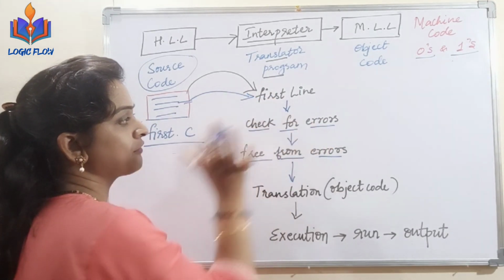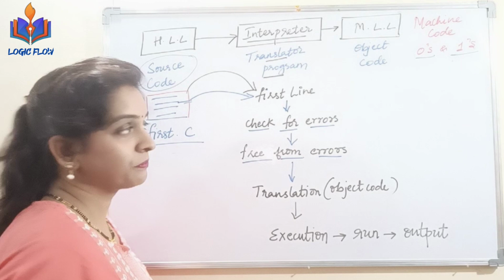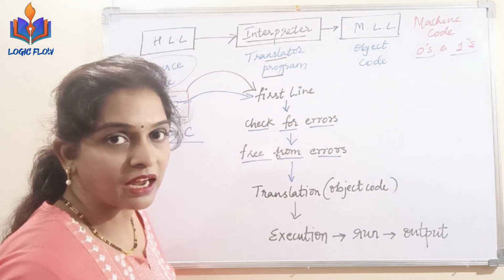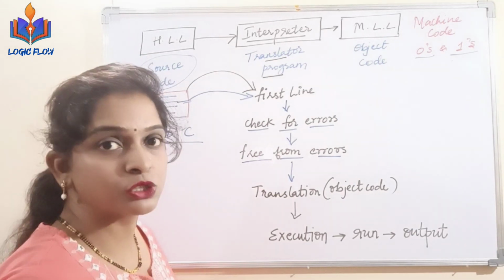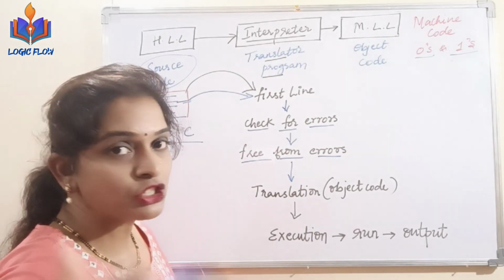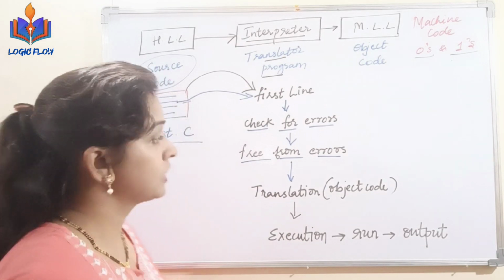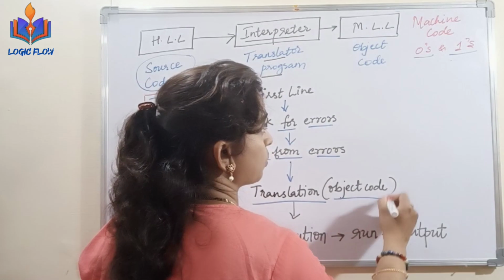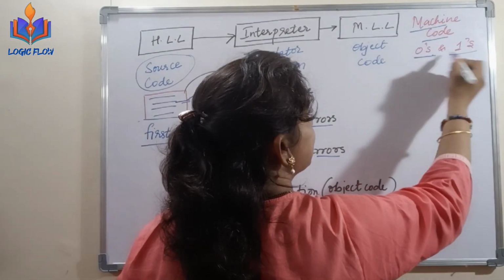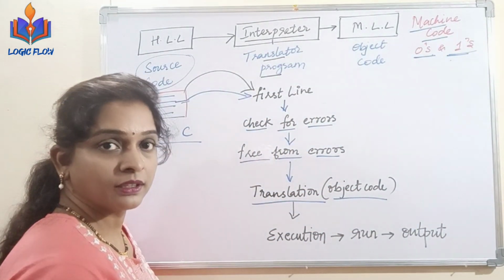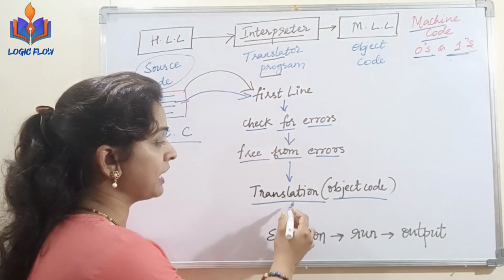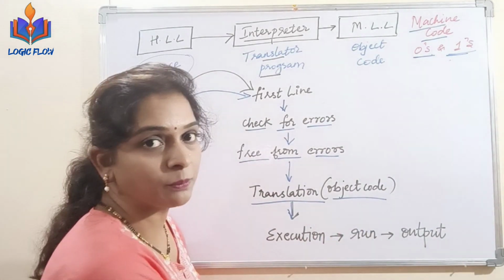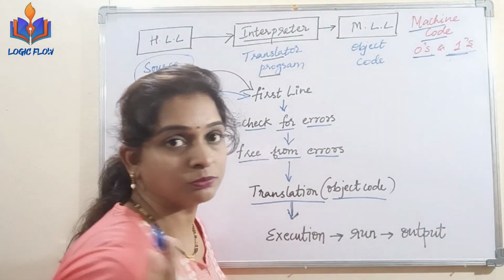Then it is going to check for errors in the first line of the program. If there are any errors, it is going to display that error and we, the user, have to resolve that error. Once your program becomes free from errors, it does the translation. So you get the object code, the machine code, which is in zeros and ones. Then once the machine code is ready, it does the execution immediately. It runs that particular line and you get the output.